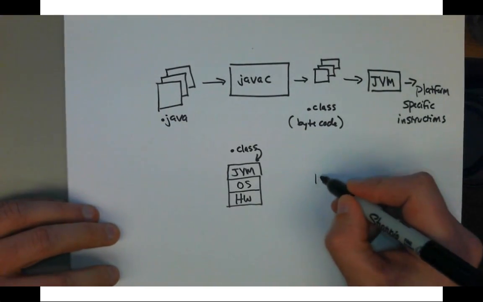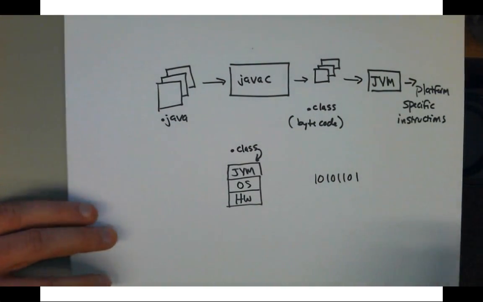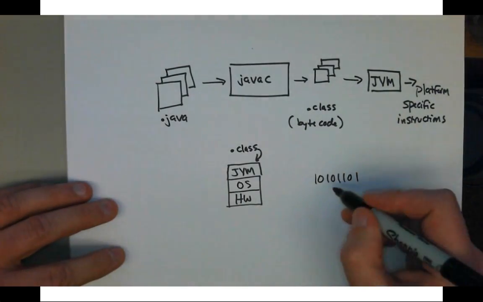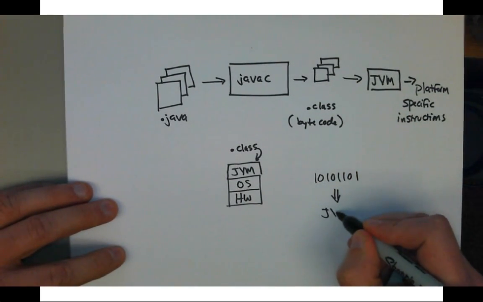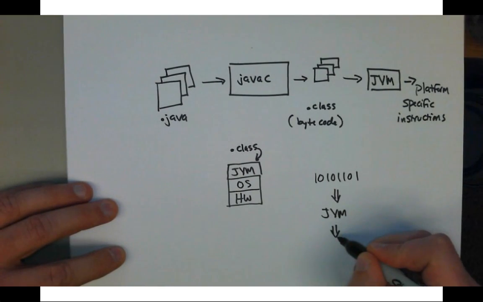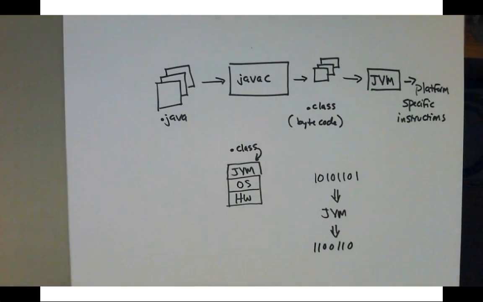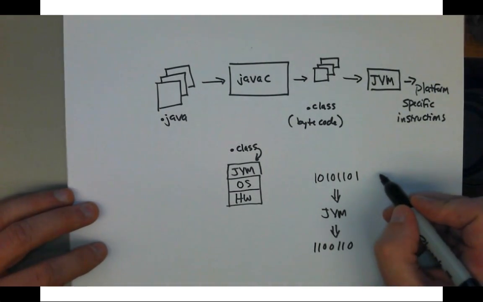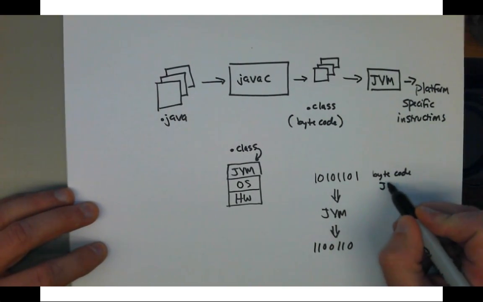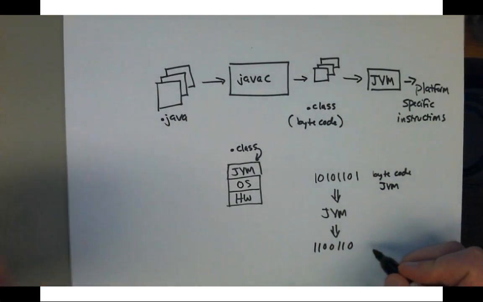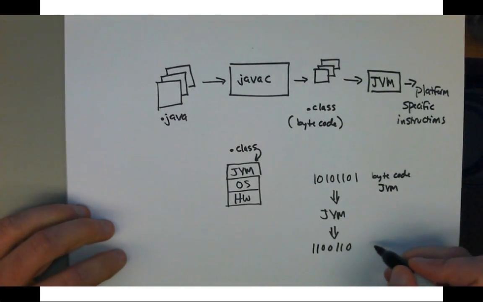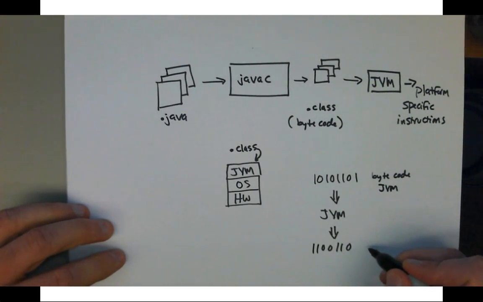So the bytecode might be made up of a machine instruction that looks like this. It gets fed into the JVM, and the JVM might turn it into a set of bits that look like this. So this is bytecode on the JVM. And this might be some machine instructions for an Intel-based Windows machine.